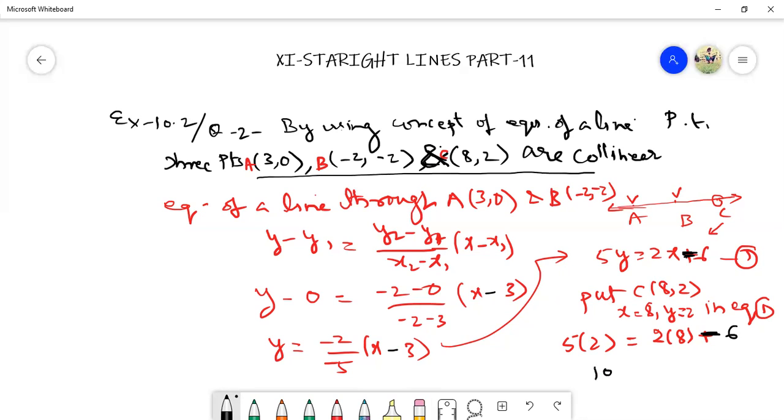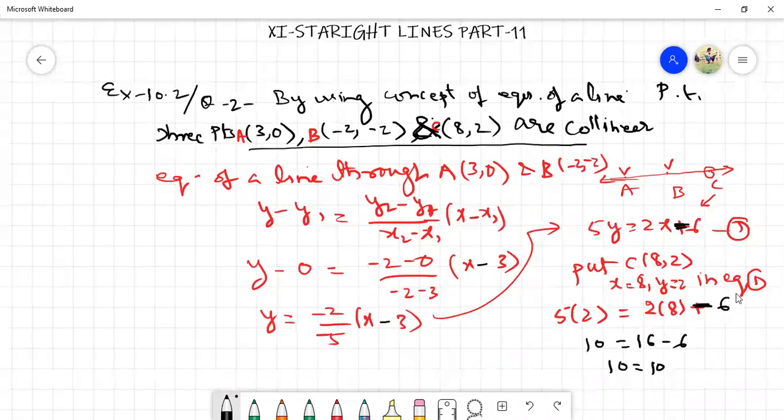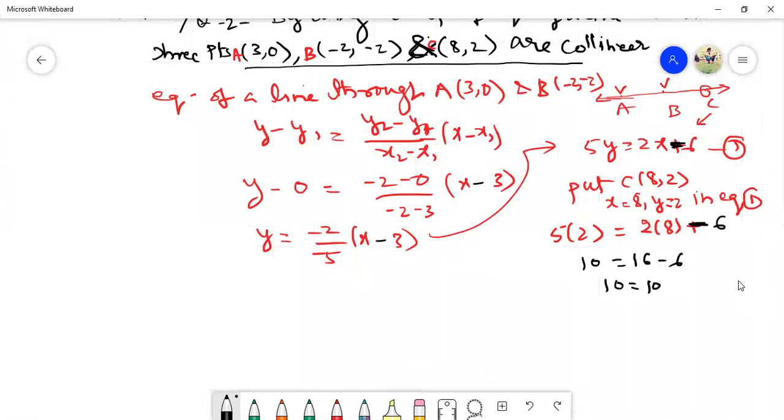So 5 times 2 is 10, and 2 times 8 is 16, minus 6 is 10. So 10 is equal to 10. Therefore, both the sides are equal. This point satisfies the equation of the line, which shows that A, B, C are collinear.